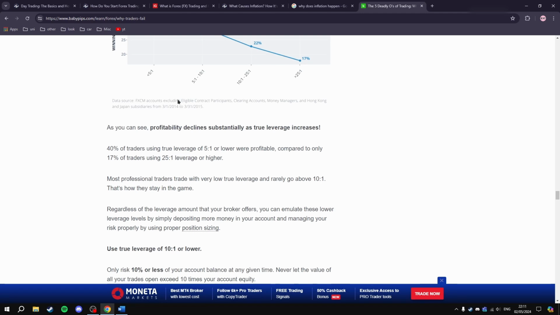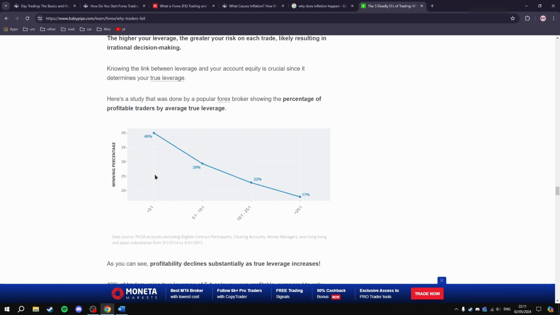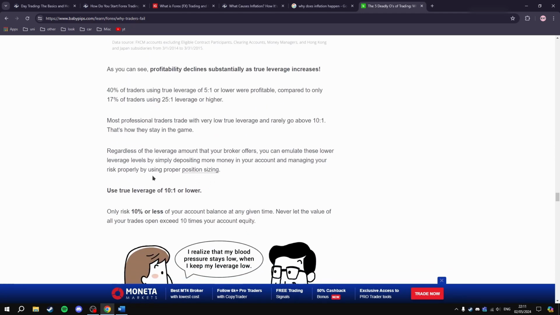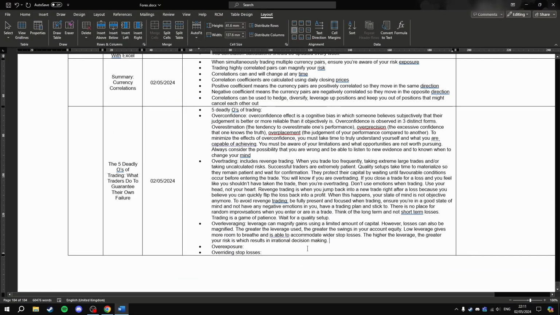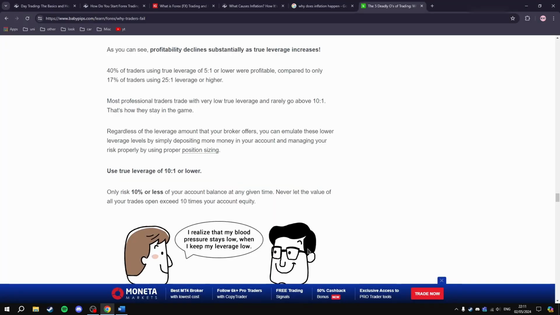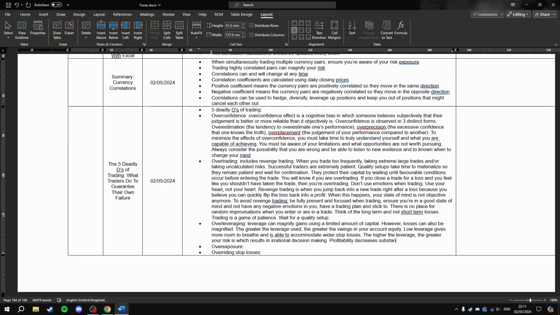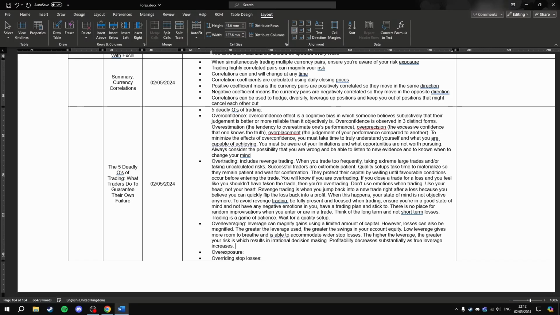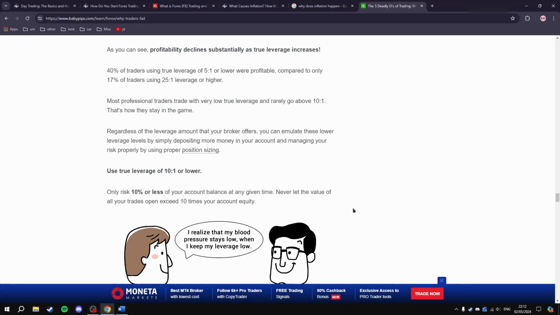As you can see, profitability declines substantially as true leverage increases. 40% of traders using true leverages of 5 to 1 or lower were profitable, compared to only 17% of traders using 25 to 1 leverage or higher.